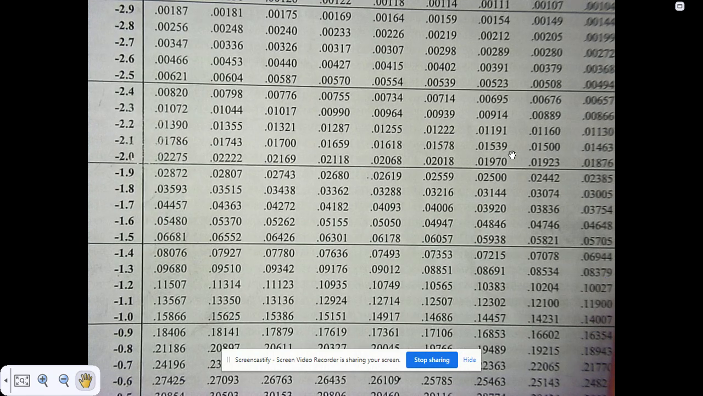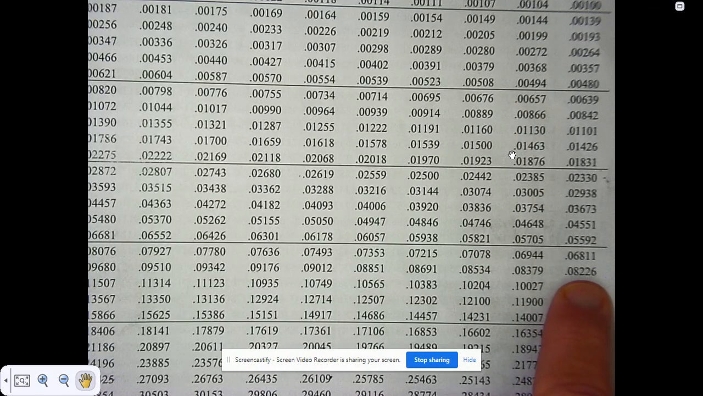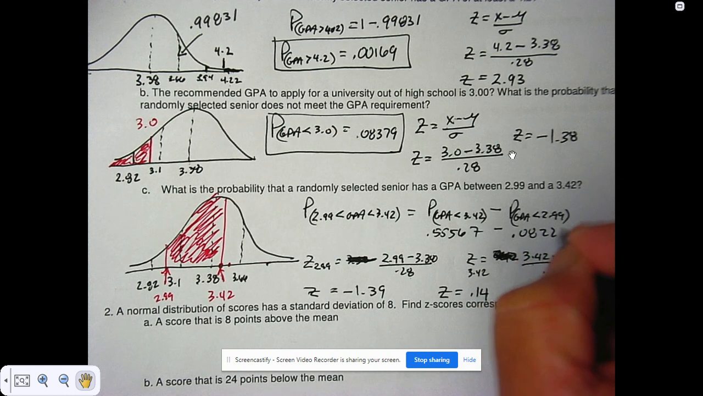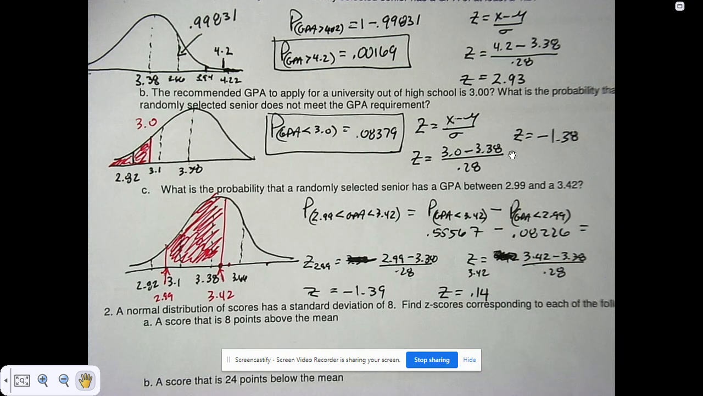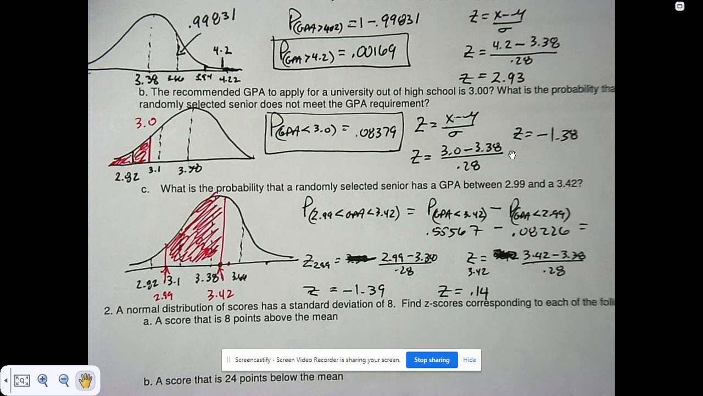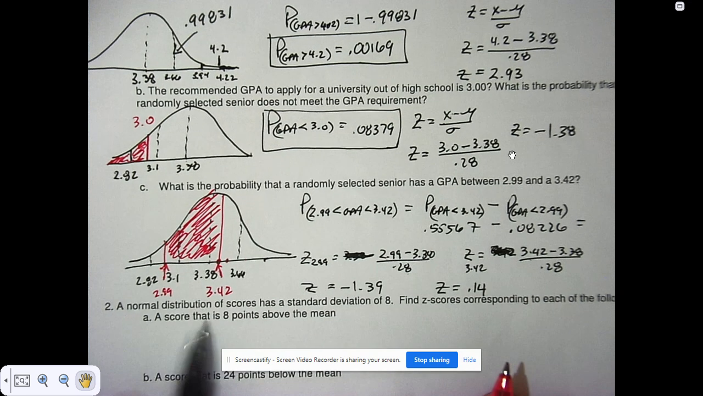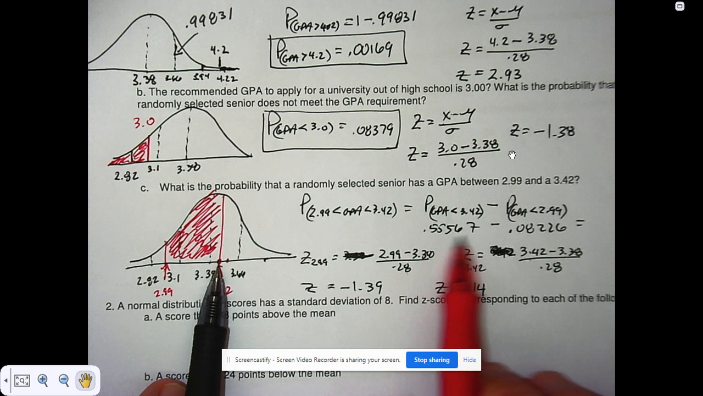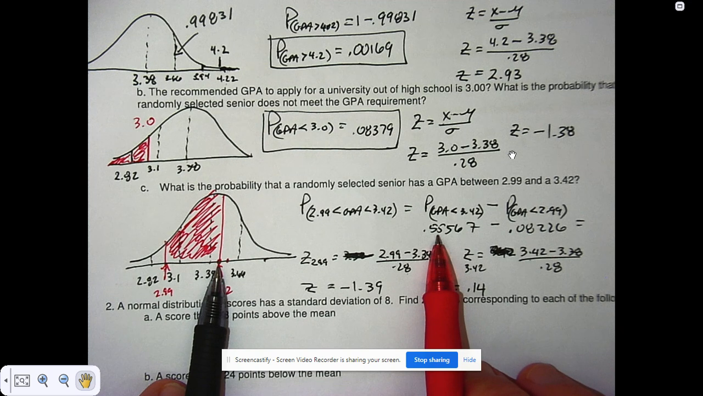So negative 1.3, all the way over to the last column, that's where my finger is, 0.08226. Okay, so let's see if those probabilities make sense. If I was to go from this point to the left, that would be the 0.55567. That is 55% of the curve. That's just more than half of the curve, and so that's right.